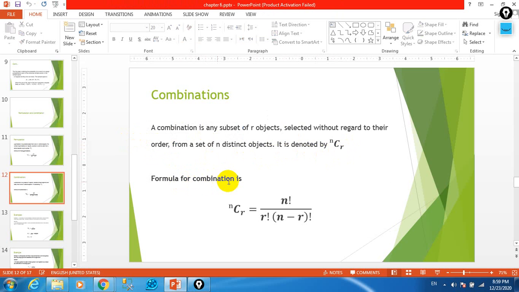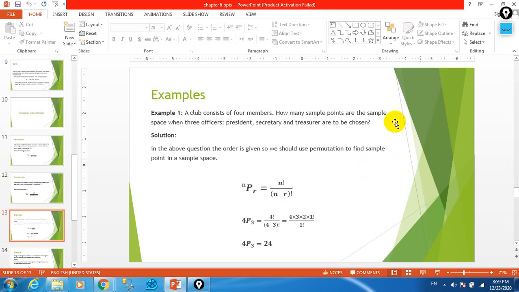Okay, the formula for combination is nCr equals n factorial over r factorial times (n minus r) factorial. I hope you will understand this formula. Here n factorial is the total number of sample space points, r factorial is the selected sample points, and n minus r means the total number of points minus the selected sample points. So here I have a question, so now you will understand this.